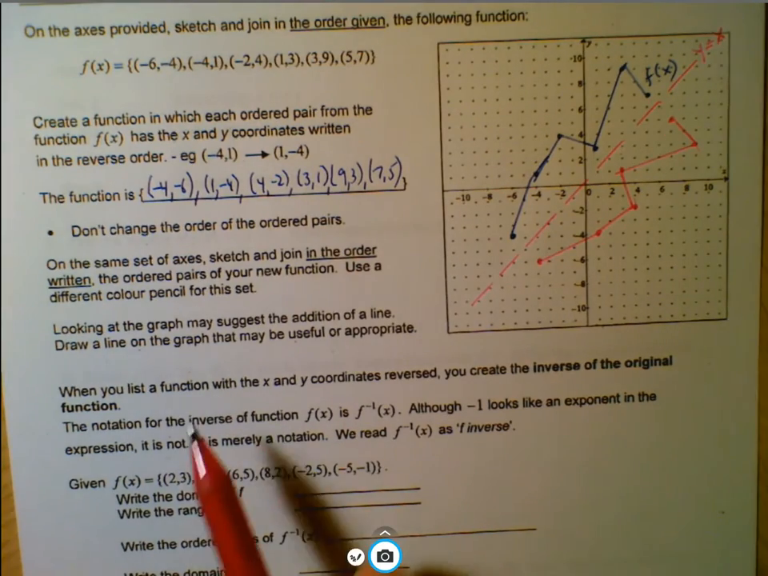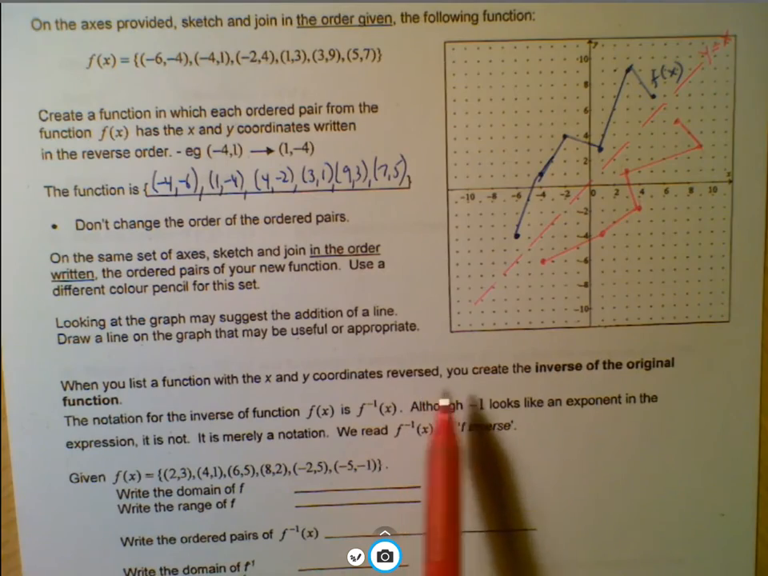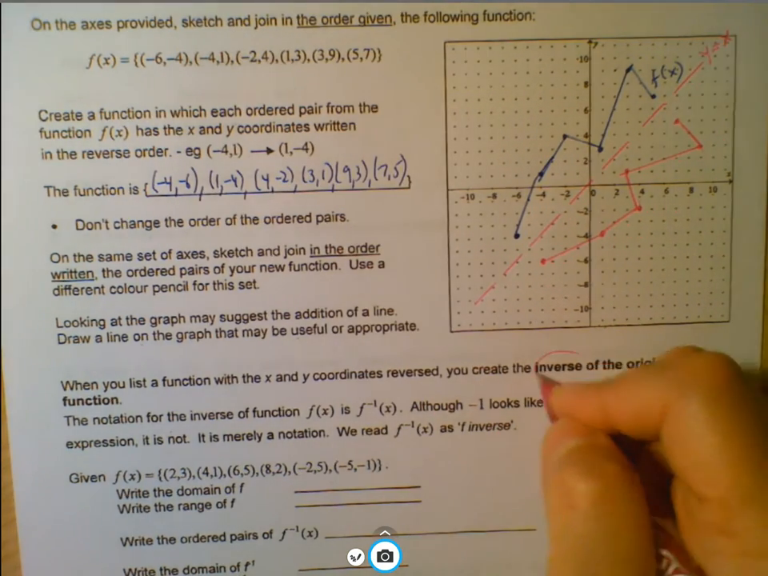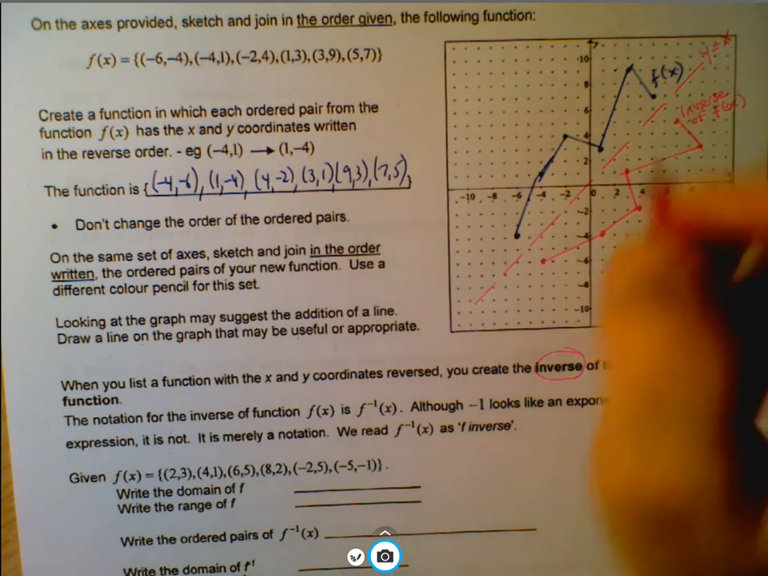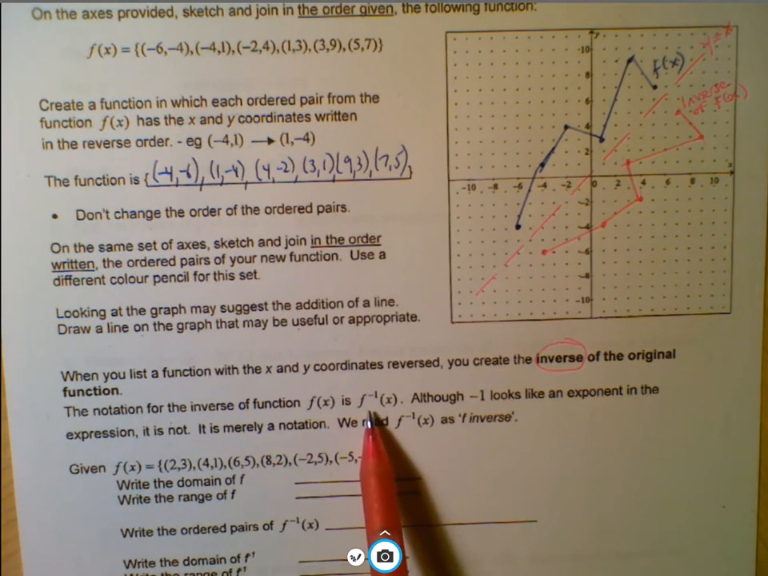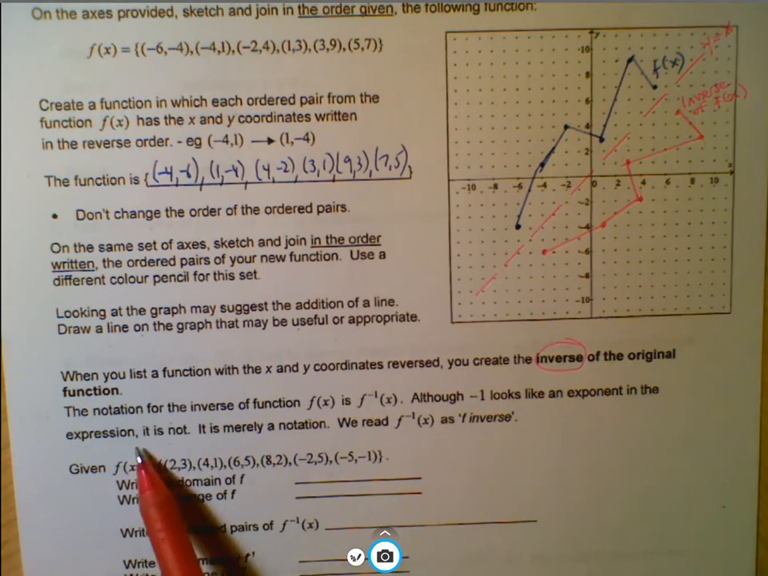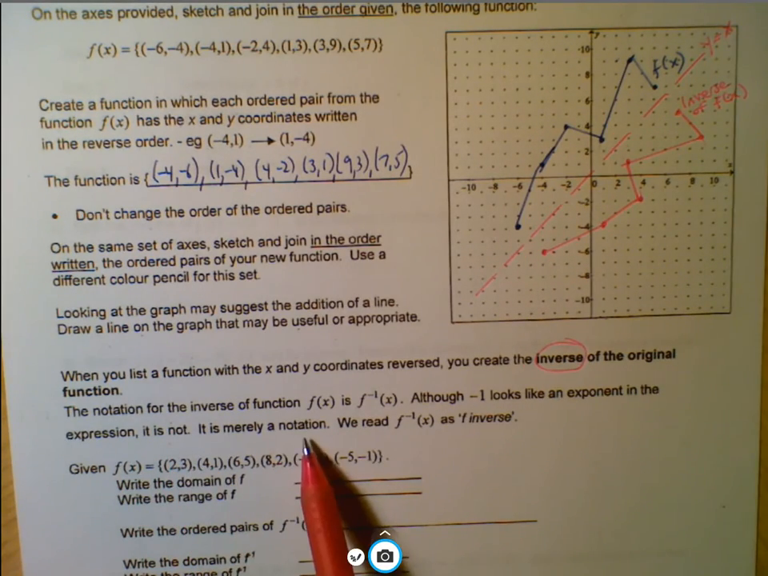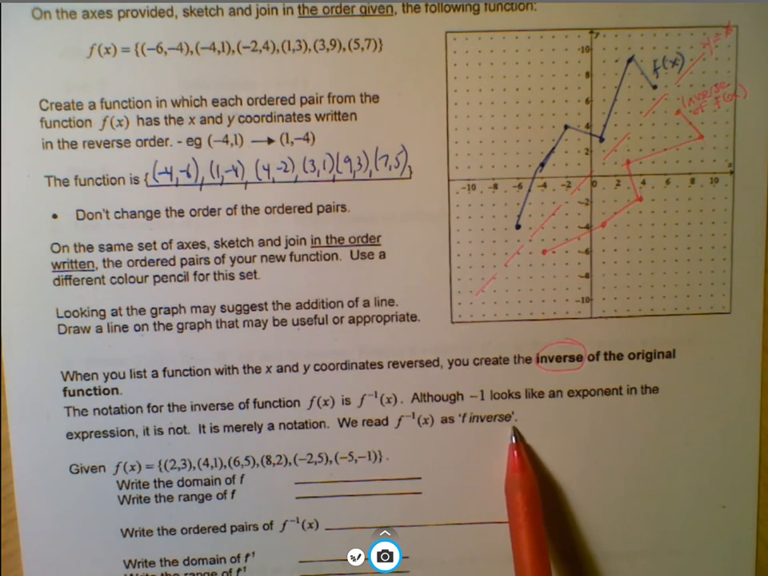Okay, and so let's read down below. It says, when you list a function with the x and y coordinates reversed, you create the inverse of the original function. So if that function is f of x, this function is the inverse of f of x. The notation for the inverse of a function f of x is f with this little -1 superscript of x. Although -1 looks like an exponent in the expression, it is not. It's merely a notation, and we read f with the little -1 as f inverse. So we'll say f inverse of x.